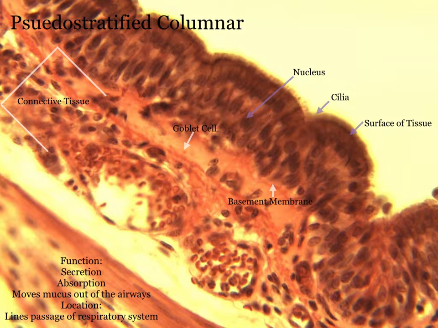Pseudostratified columnar tissue appears to be layered but is not. The cells often are fringed with cilia. Goblet cells are also scattered throughout this tissue. Pseudostratified columnar tissue also lines the passage of the respiratory system, and the cilia help to move mucus out of your airways.